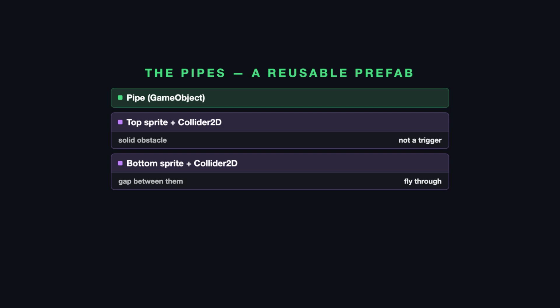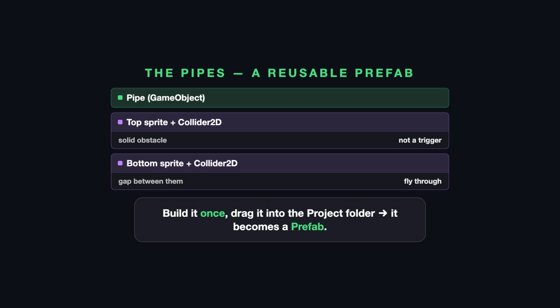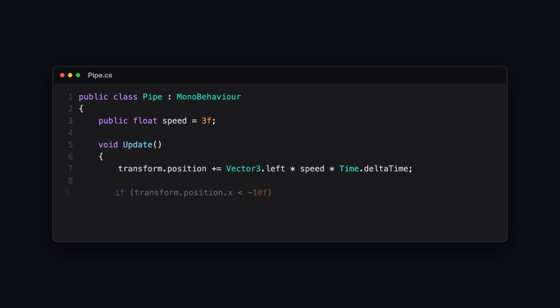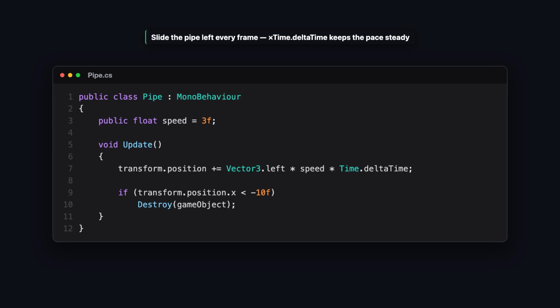In the editor, make a GameObject called pipe. Give it a top pipe sprite and a bottom pipe sprite, with a gap between them. Add a collider 2D to each, so the bird crashes if it touches them. This is a solid obstacle, so leave those colliders as normal, non-trigger colliders. Here is the pipe script. It extends MonoBehaviour, and it has a speed. In Update, we move the whole pipe left.